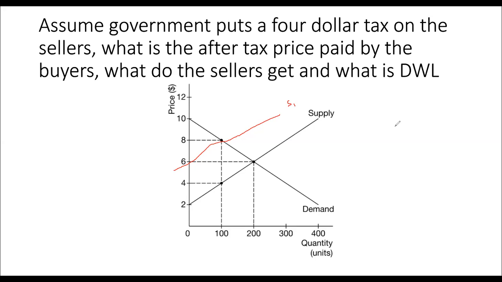This is typical of what they could ask you on an excise tax. This was a free response, but in multiple choice, they could ask you any of these. What did the consumers pay after tax? How much was the tax? Well, they gave you that. How much does the producer keep? And the deadweight loss: half times base times height, 4 times 100, the area of the triangle.